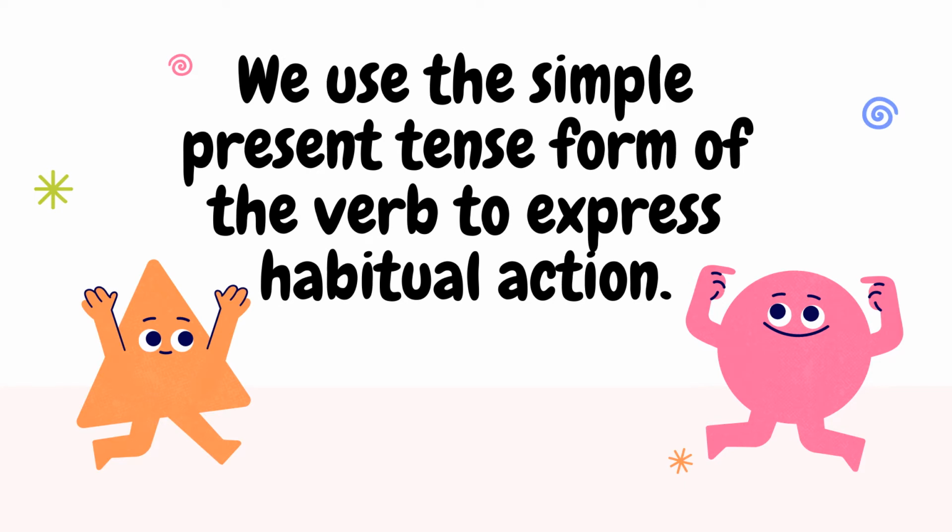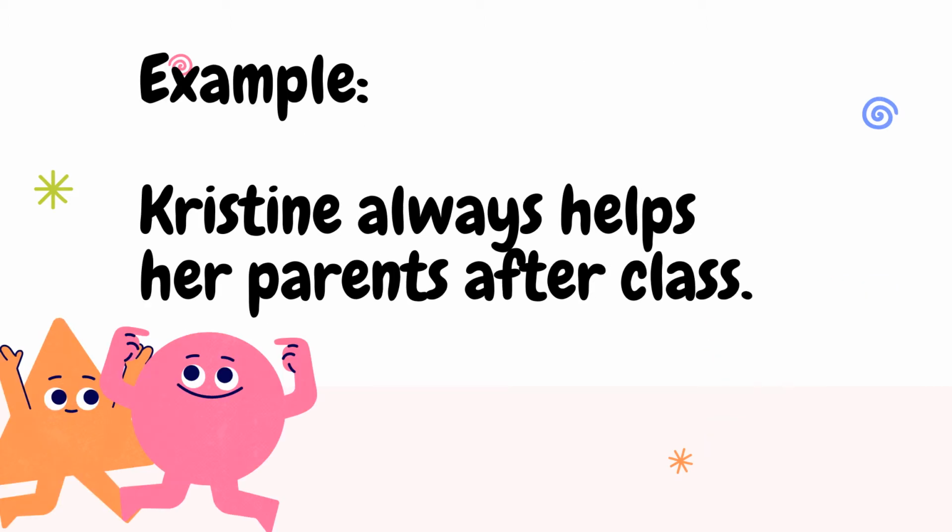First guideline. We use the simple present tense form of the verb to express habitual action, or an action that occurs regularly or repeatedly. For example, Christine always helps her parents after class. The verb helps is in the simple present tense form, and it is habitual because of the word always. This means that Christine is regularly helping her parents after class.